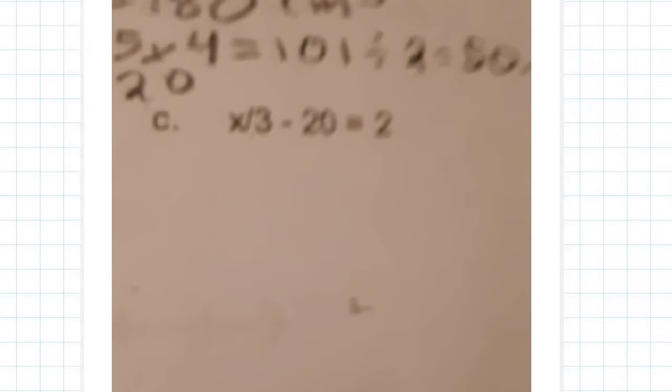It's kind of written strangely. So I'm going to rewrite it in a way that might be a little bit familiar. I'm not fond of the horizontal version of fractions. It's just kind of confusing for the eyeballs. So first I'm going to rewrite it like this: x over 3 minus 20 equals 2.